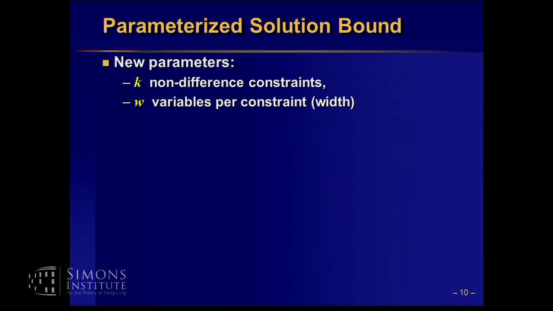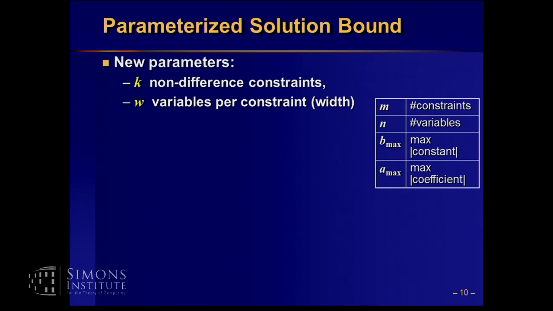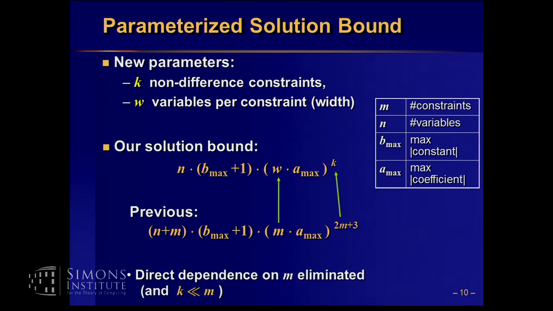Okay, and even those that are not difference constraints are very sparse. So if I think of a1x1 plus a2x2 up to anxn, most of the ai's are zeros, right? And those that are not zero tend to be small, okay? And so basically you can exploit that. So you introduce new parameters for the number of non-difference constraints and to measure sparsity, like how many variables are there per constraint. And this bound that I showed you earlier simplifies very nicely. So the exponent goes from a linear function of the number of constraints to simply the number of non-difference constraints.